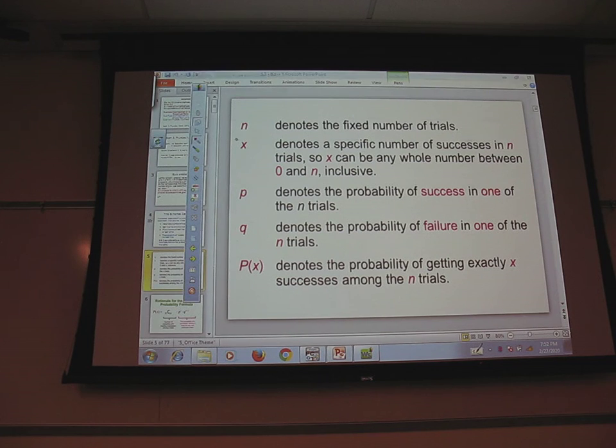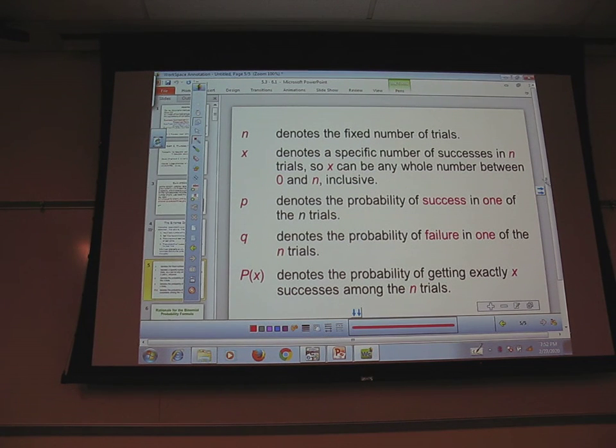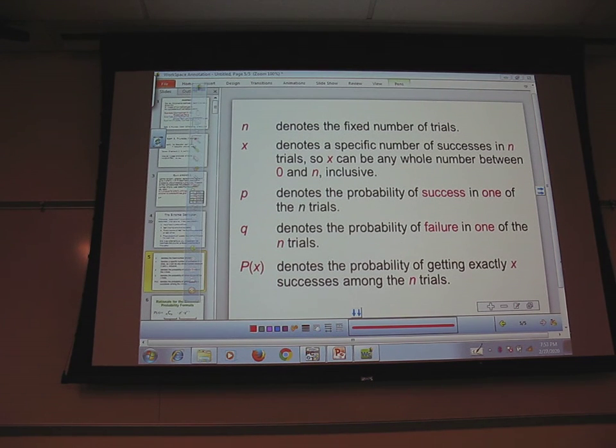Here is the notation for that. Carl, go ahead and read for us. N denotes the fixed number of trials. X denotes a specific number of successes in N trials. So X can be any whole number between 0 and N inclusive.